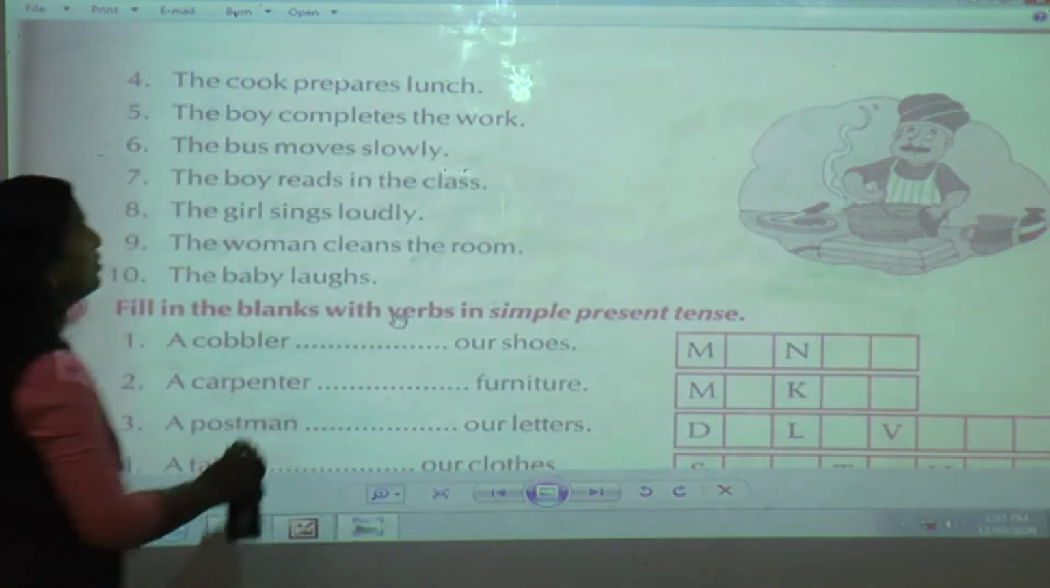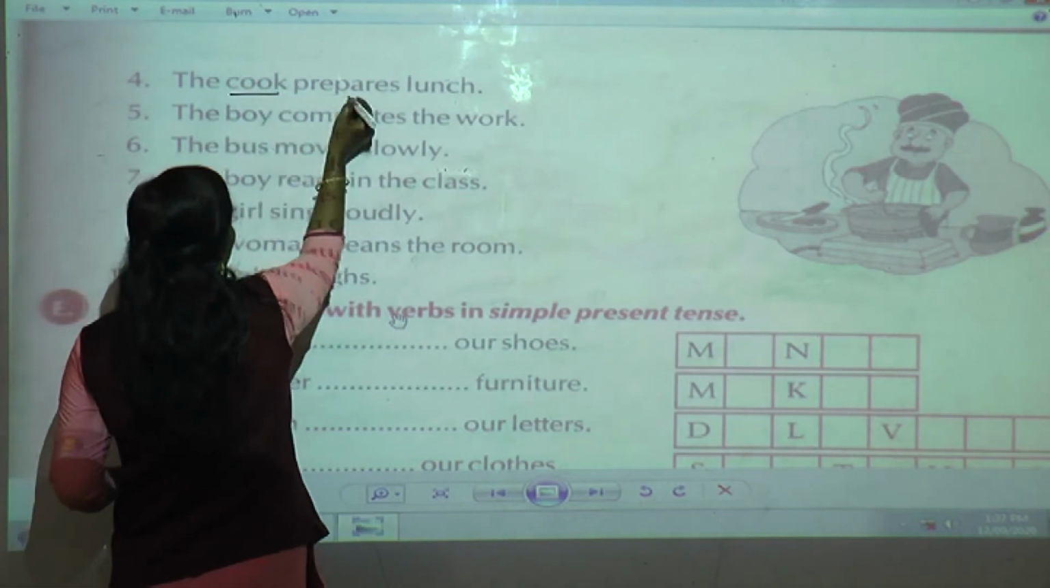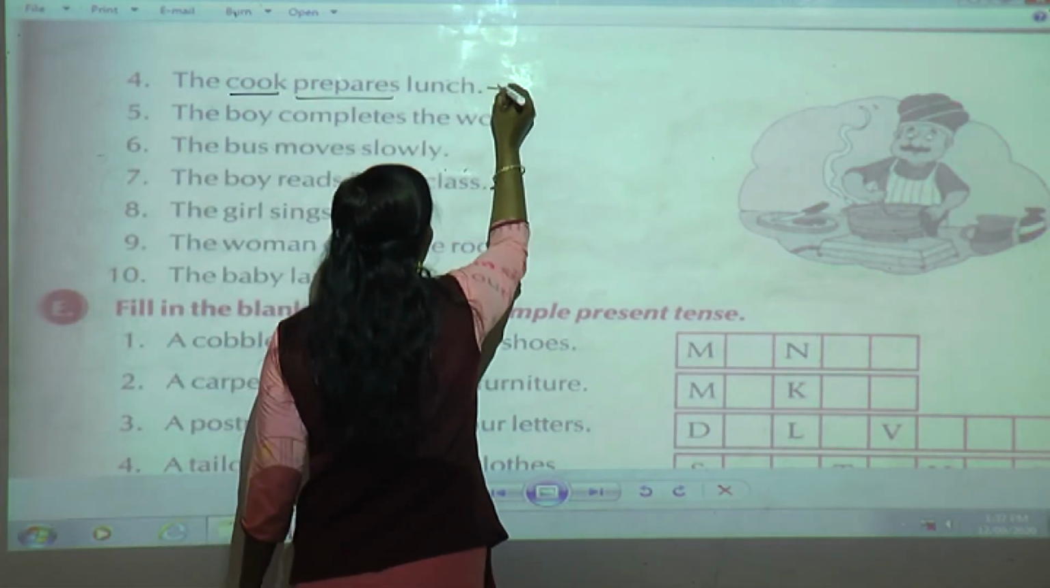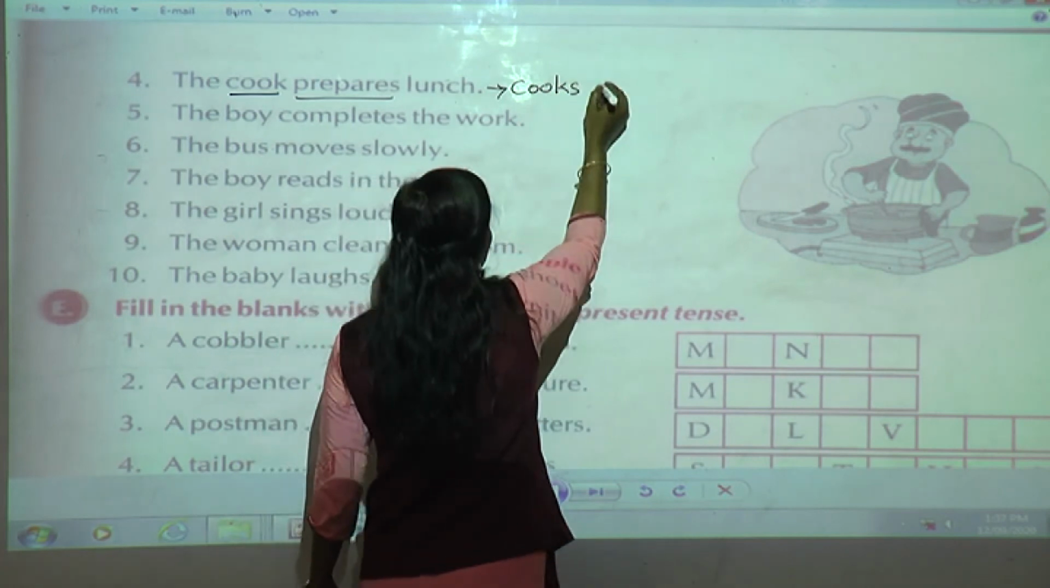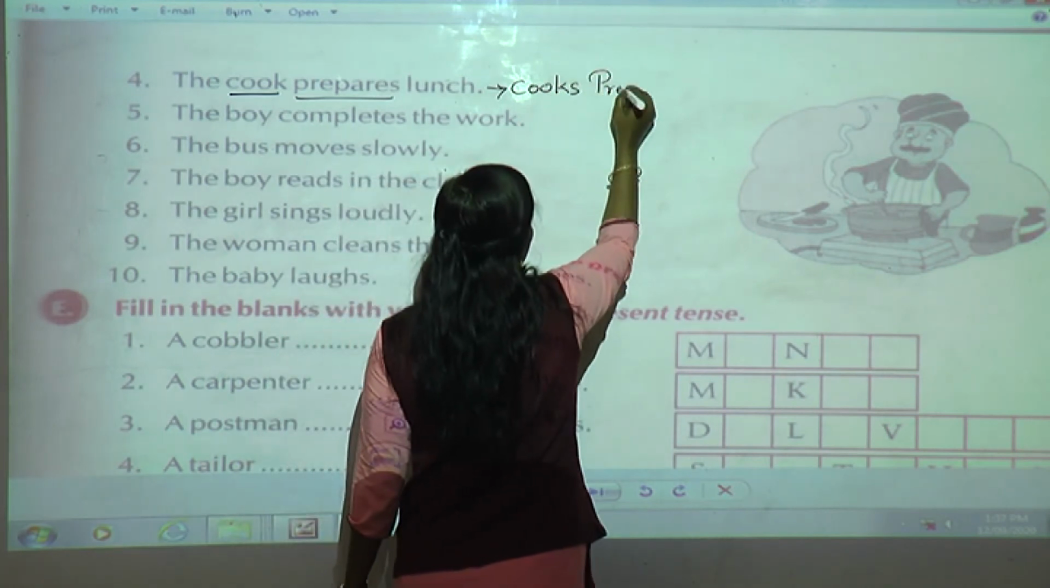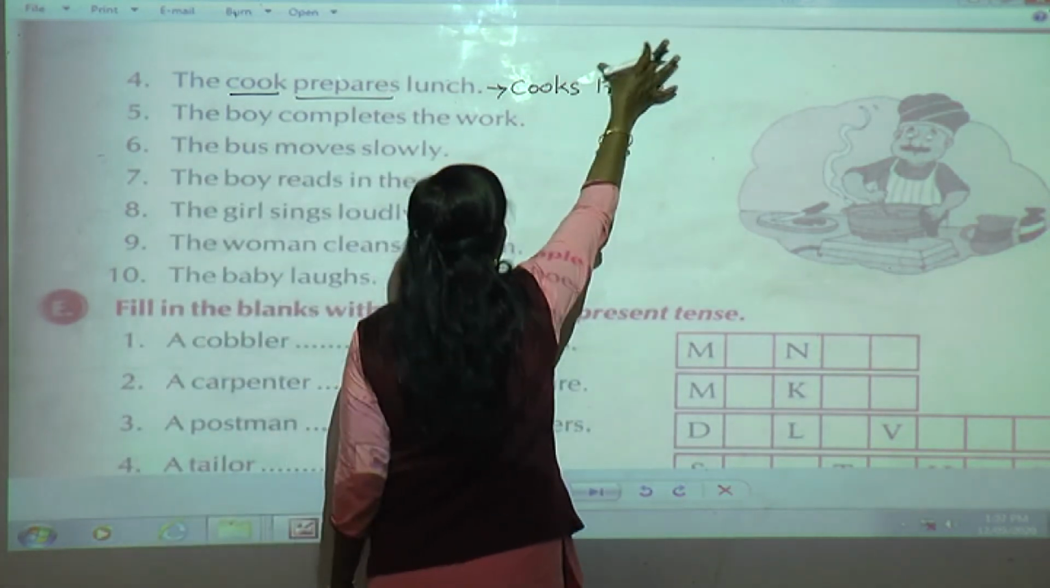What is the 4th? The cook prepares lunch. So cook is singular, so I will make it into plural: cooks. Prepares, I will drop the S. So prepare. P will be small, sorry.